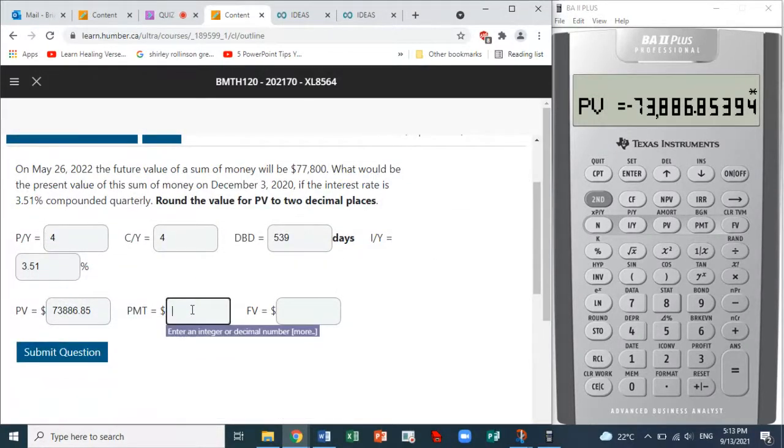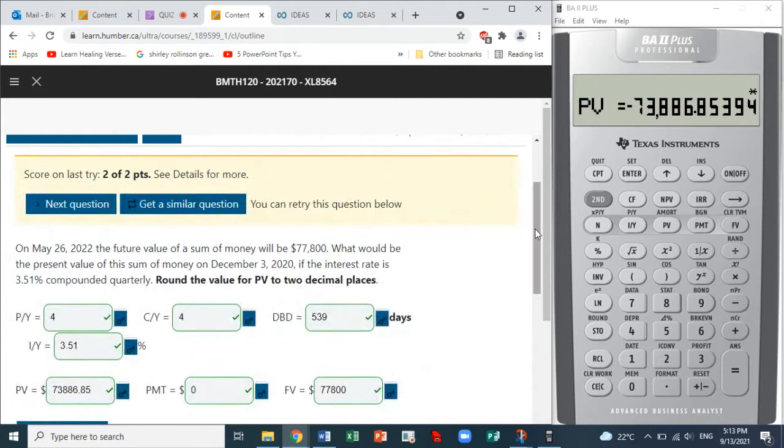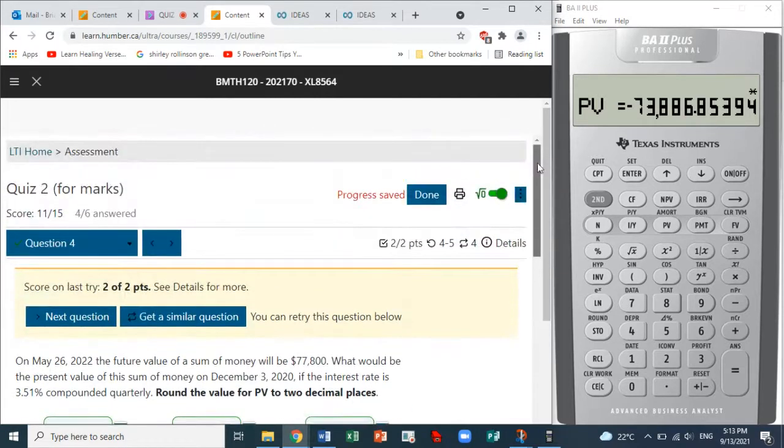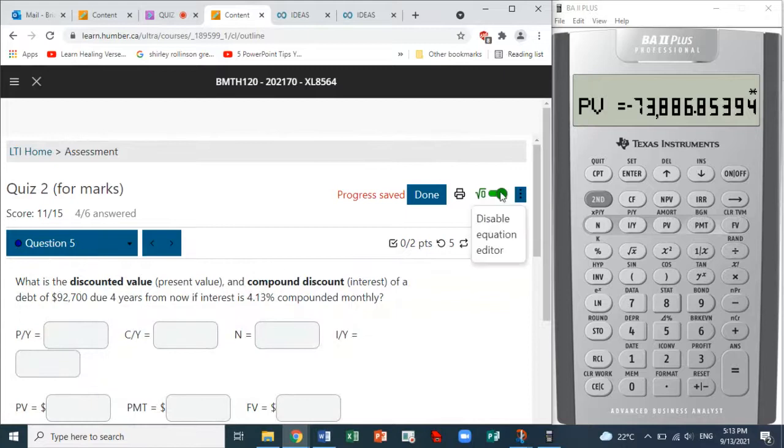The payment is 0. Future value 77800. And we submit, and the answer is correct. Okay, so we have accomplished our purpose. So that is question number 4. All right, so let's go to the next question.